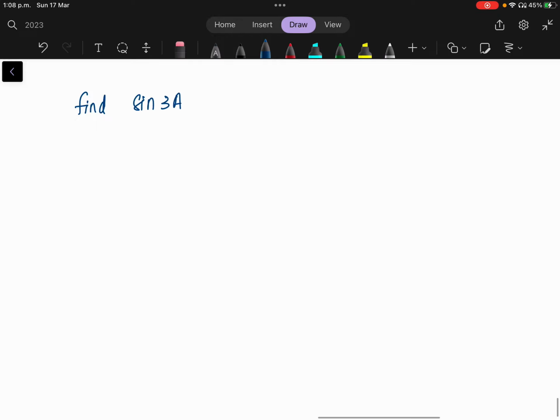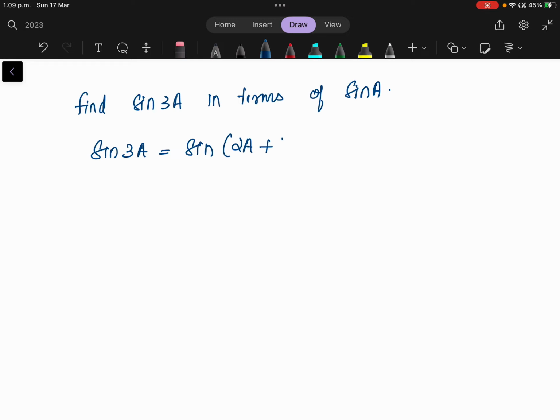Now there can be a question: find sine 3A in terms of sin A. We don't know what sine 3A is, but we can derive it. How? We have sine A plus B. So sine 3A can be written as sine 2A plus A. And we know that sine A plus B is sine A cos B plus cos A sine B. So I'm going to replace that here: sine 2A cos A plus cos 2A sine A.